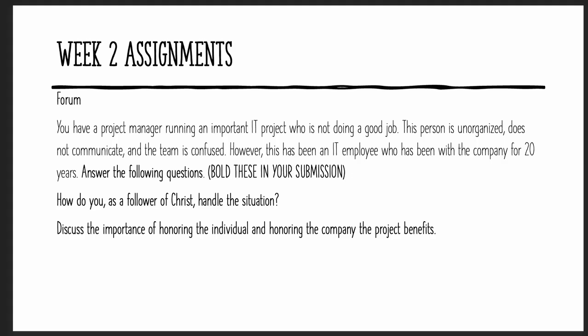Answer the following questions. Bold each question, followed single space by your reply to them. How do you, as a Christ follower, handle the situation? Okay, that's question number 1. That might be a paragraph or 2 following. Discuss the importance of honoring the individual and honoring the company, the project, the project benefits. Okay, so how do you balance this? It's a balancing act.